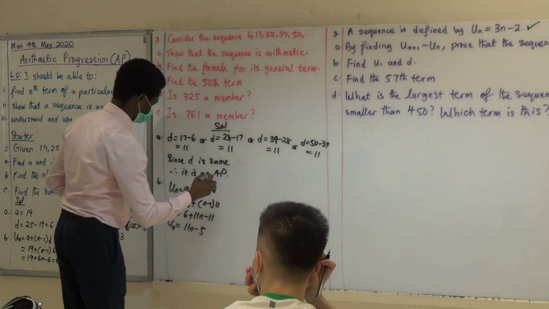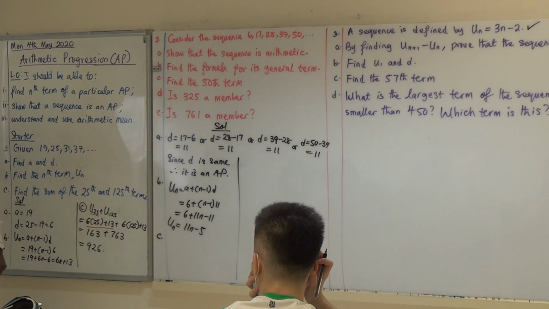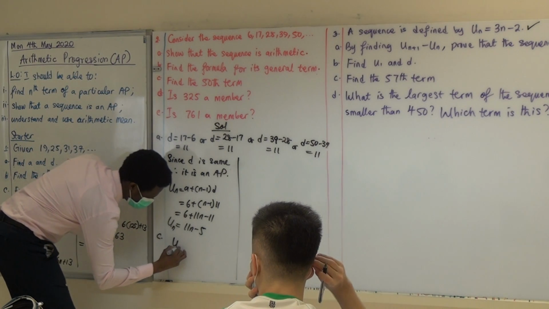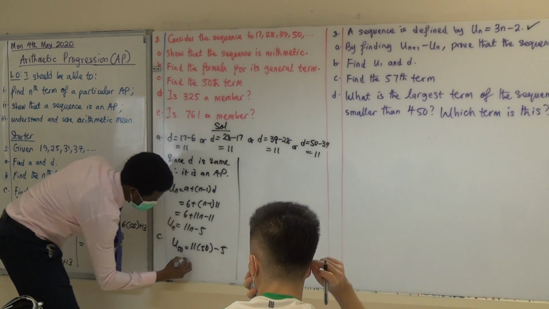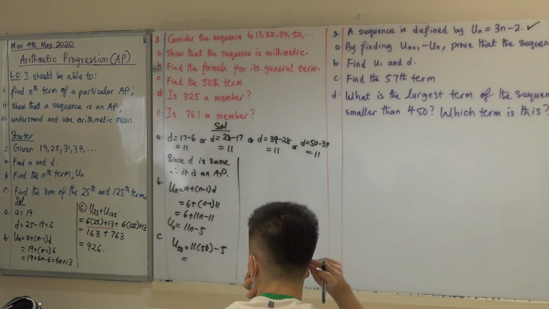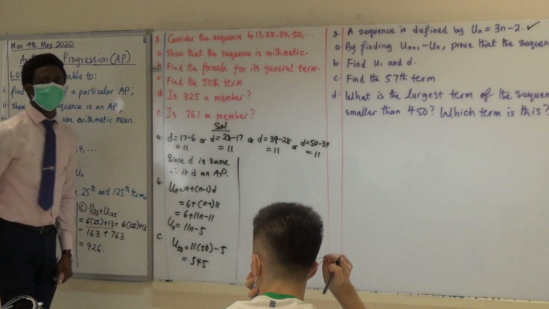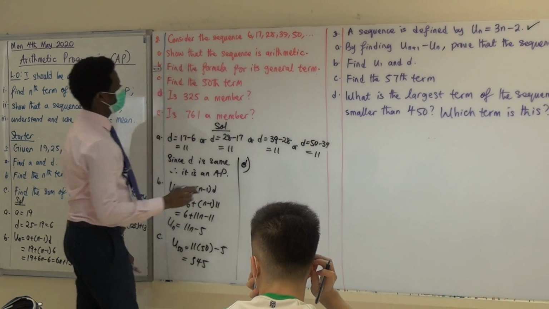Then C. C says 50th term, the term with position 50. So that's U50. So 11 times 50 minus 5. What do you have? 545. Okay? Easy.